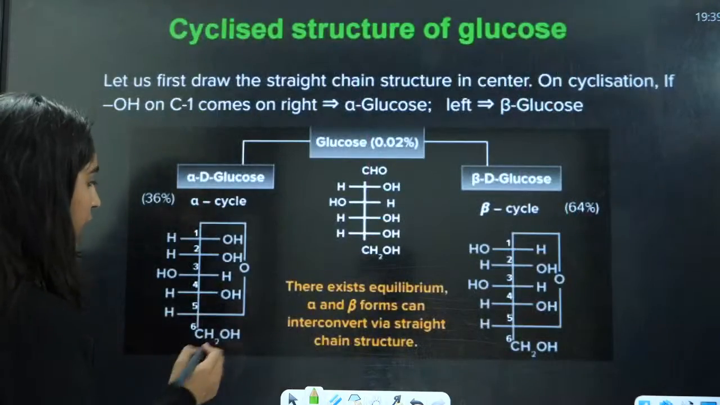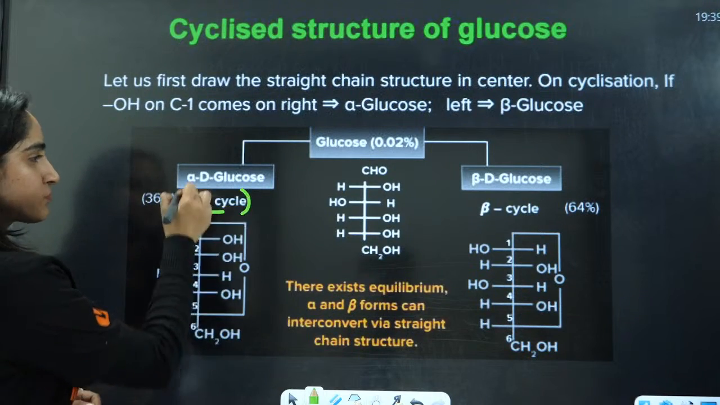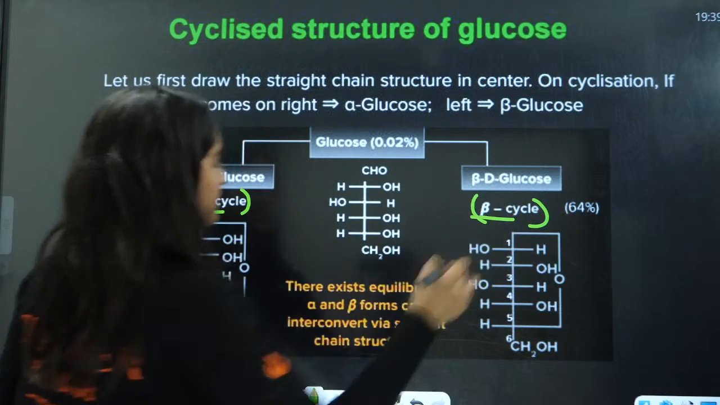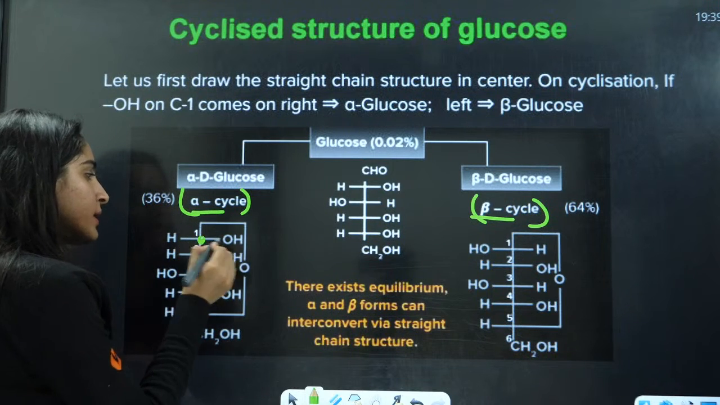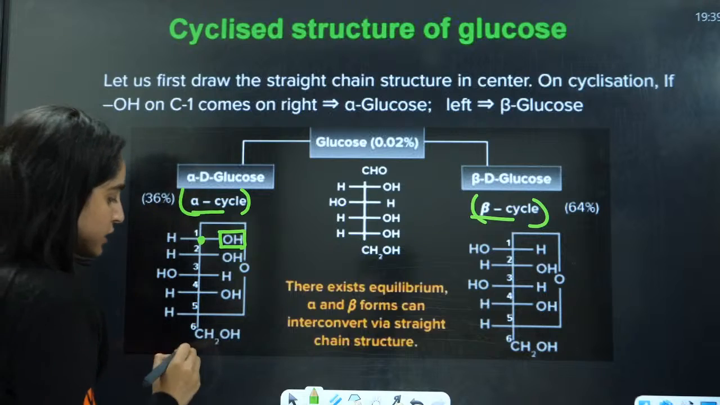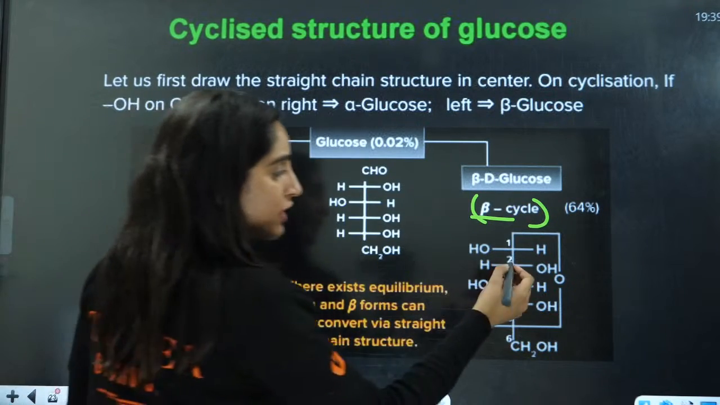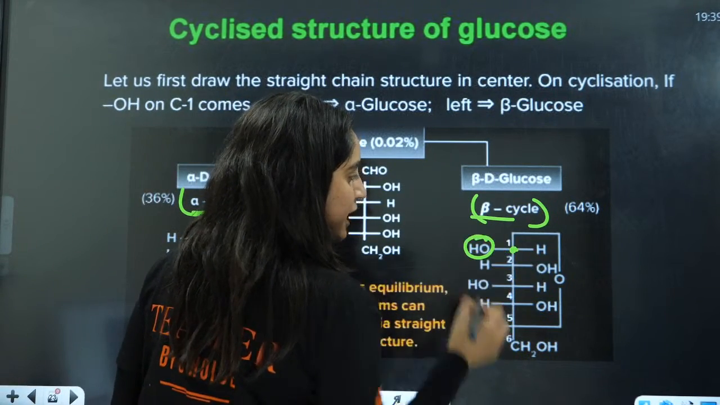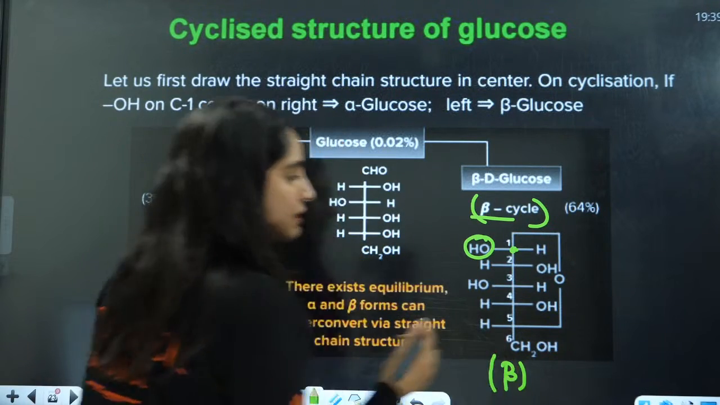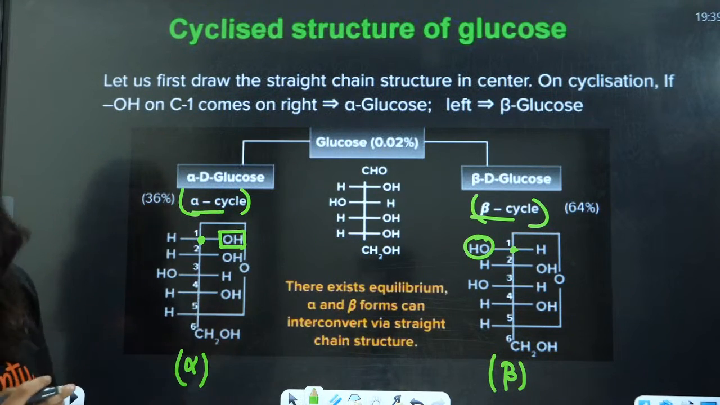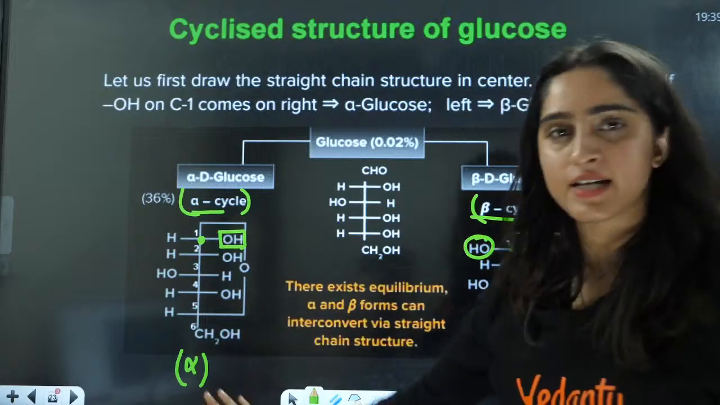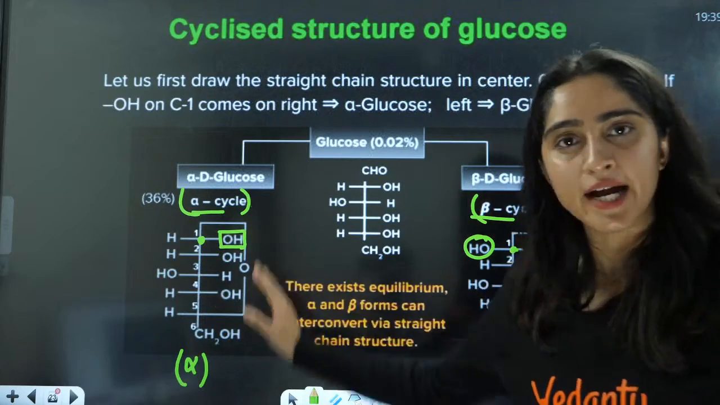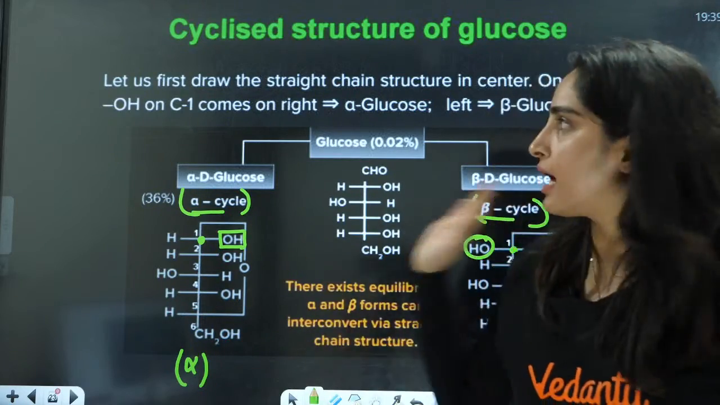Now, how do we define the alpha? This is the alpha. This is the beta. Everyone see this carefully. How do you write the alpha here? If on the first carbon the OH is on the right side, that is called alpha. And if on the first carbon the OH is on the left side, that is called beta. Everything else is the same here. There is just one difference: OH on the right side at carbon number 1 is alpha.